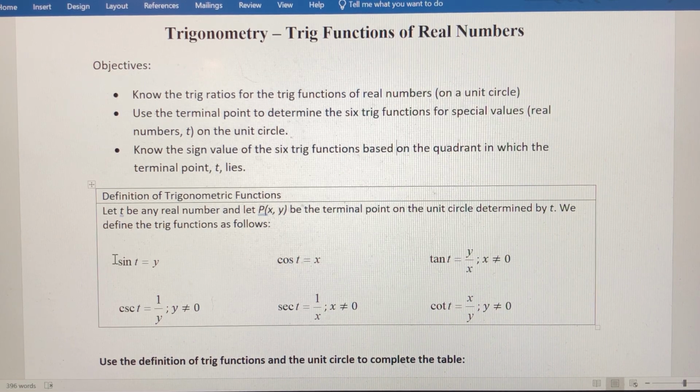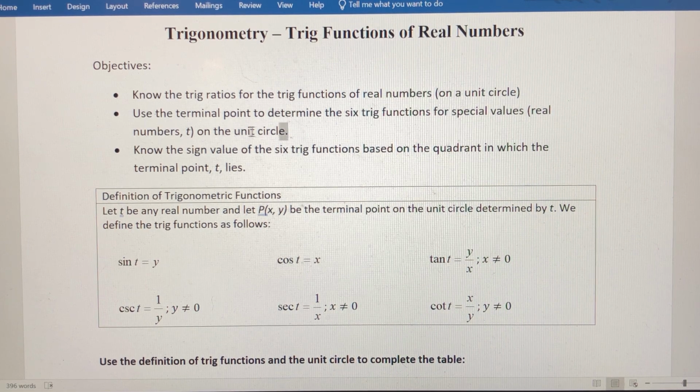There's 6 of those. We've talked about sine, cosine, and tangent before, but now we're going to talk about their reciprocals. The reciprocal of sine is what we call cosecant here. I'll spell that out in a little bit. The reciprocal of cosine is secant, and the reciprocal of tangent is cotangent. So we're going to use the terminal point to determine those 6 trig functions for special values, just like we did when we were filling out the unit circle, just like we did when we were using reference numbers of those special values.